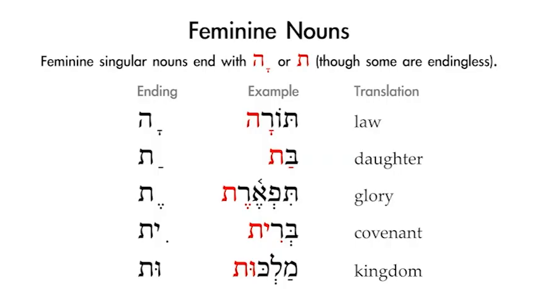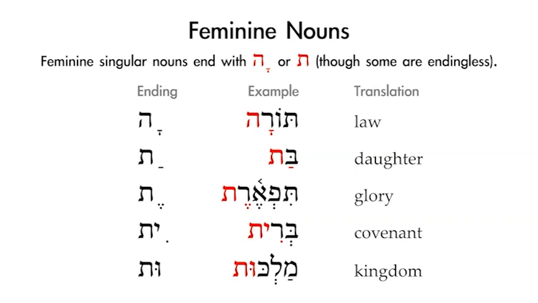In the noun paradigm, you're going to learn that feminine singular nouns end in kametz he. And that's true. Many, many feminine singular nouns do end in kametz he. But feminine singular nouns can also end in tau. We want to look at a few of those nouns together now. Look at your screen with me.